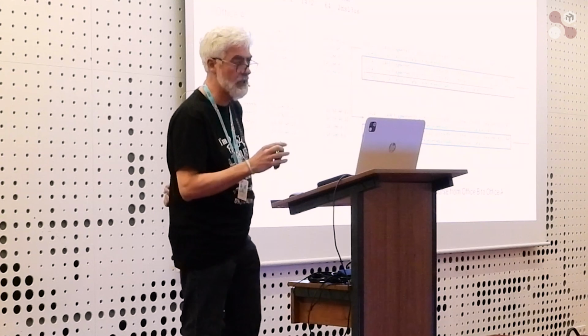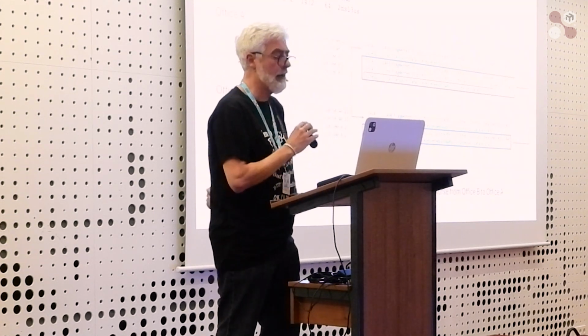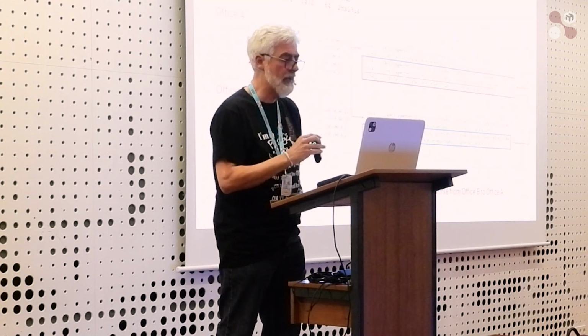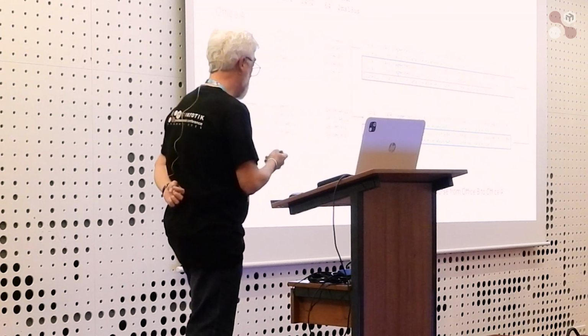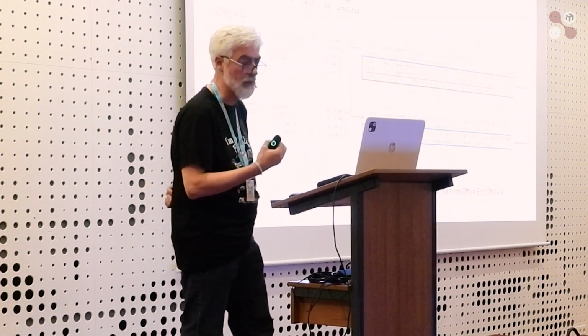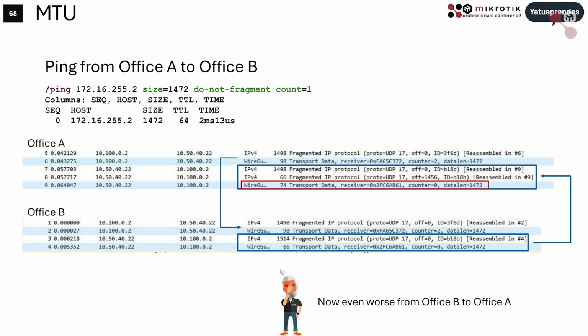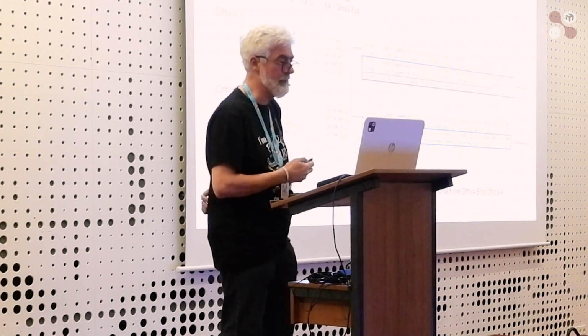WireGuard is not doing MSS automatically. We have to do it by hand. We have to configure manual rules to set the maximum MTU on the TCP.